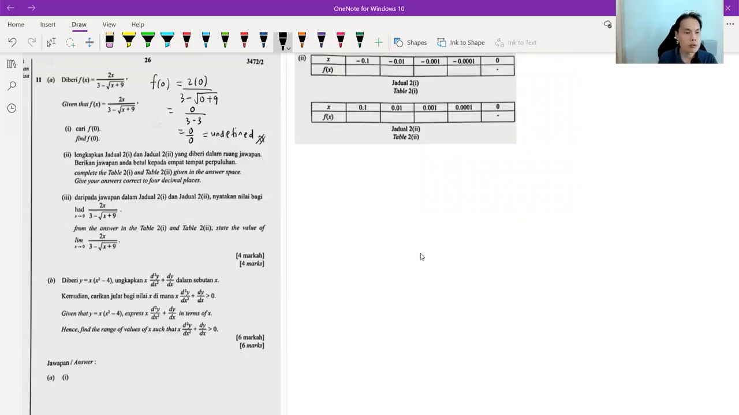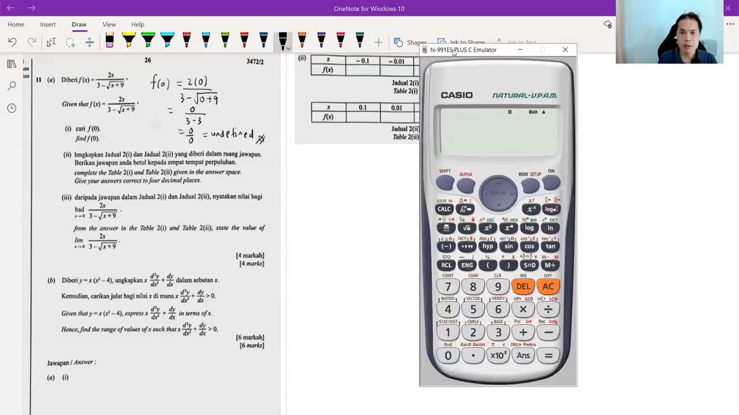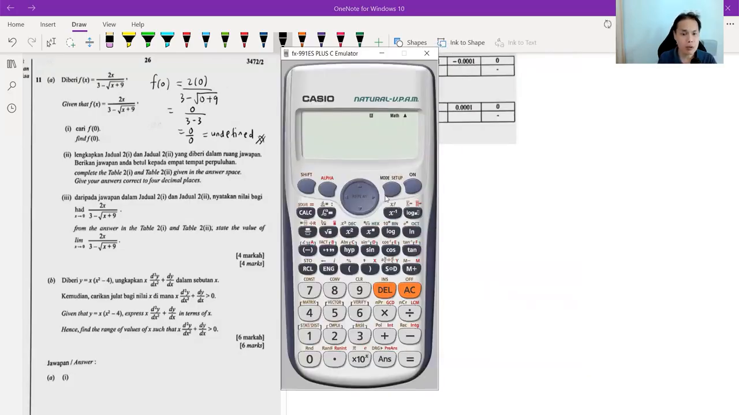We want to complete the table. Okay, so this part is an easy part. Yeah, this is the part of limit, but it's a bit annoying because you need to key in one by one. So I will hope you guys know how to use the calculate function here in your calculator. Let me just show you here.